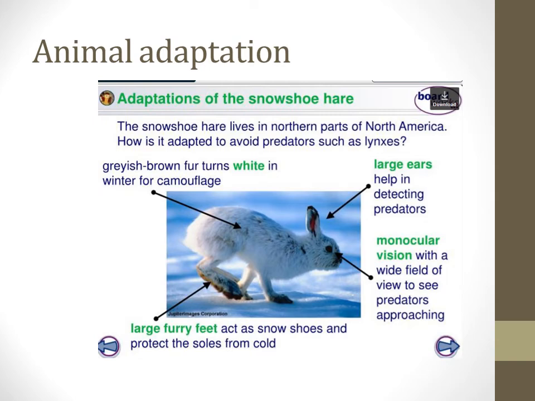And here, monocular vision, that means the eyes can see very wide. It's not just straight, it can have a very large angle view of the field here. So these are the animal adaptations of a snowshoe hare in North America.